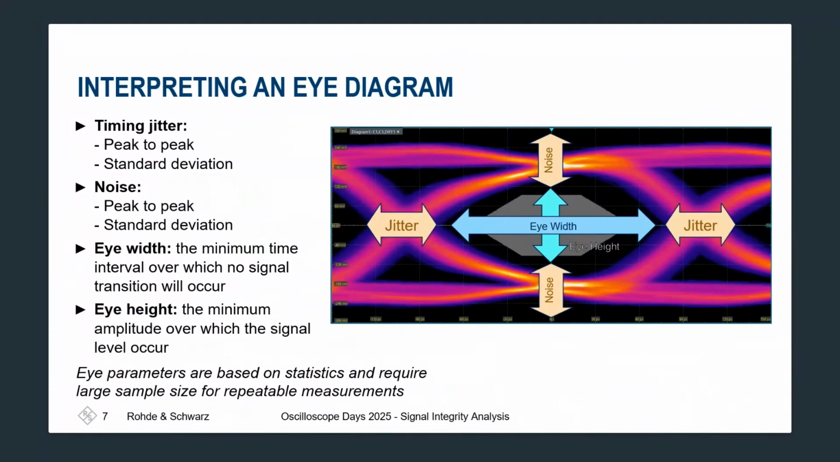Interpreting an eye diagram, there are different things we can take away from it. Looking at the jitter, this is the horizontal crossover that we see to the left and right of the eye. We then have the noise on the top, so the peak to peak and the standard deviation. And then we also want to look at the eye width and eye height, which show how open the eye is and how we can perceive the eye.